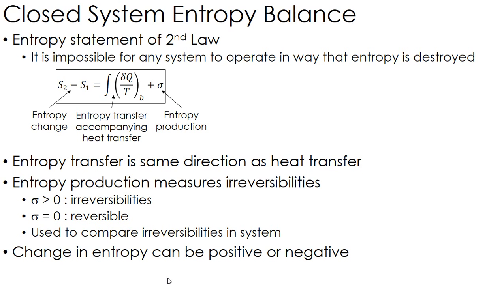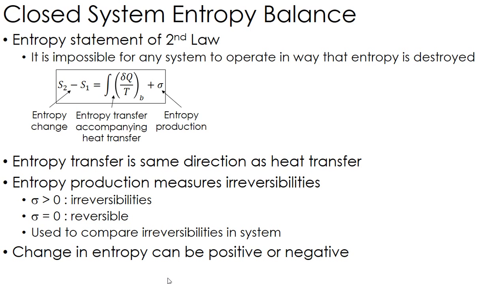Okay. Now, keep in mind, sigma has to be positive. However, the change in the property, entropy of the system, can definitely be negative. Okay. That is, S2 minus S1 can be negative. Sigma has to be positive, excuse me. The property change can be positive or negative.